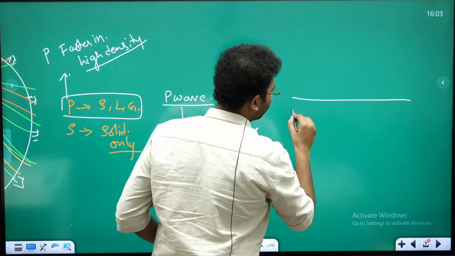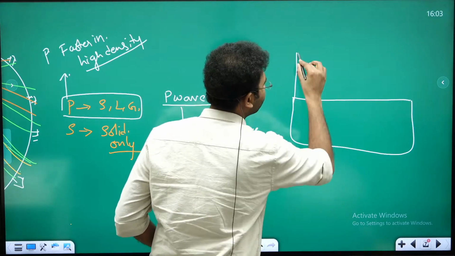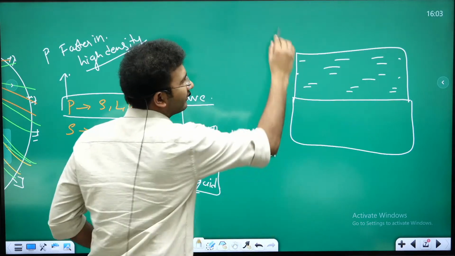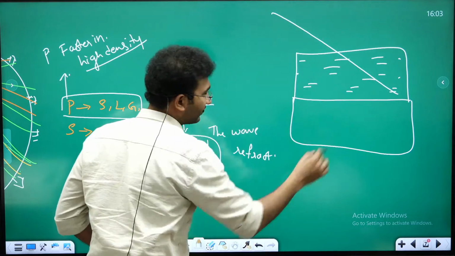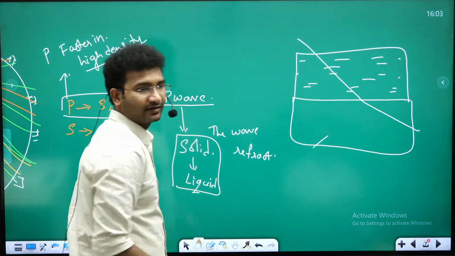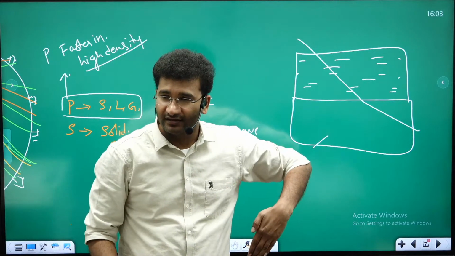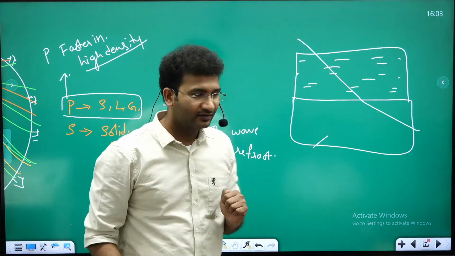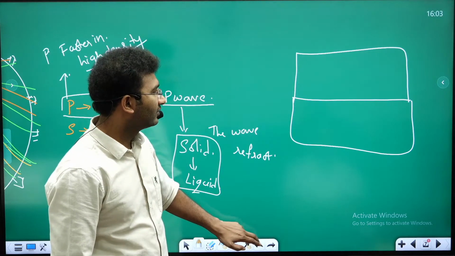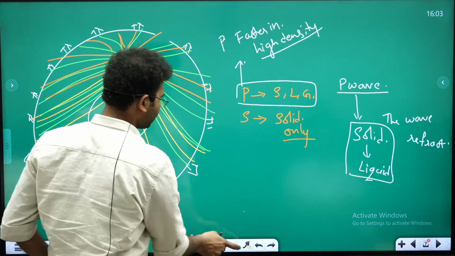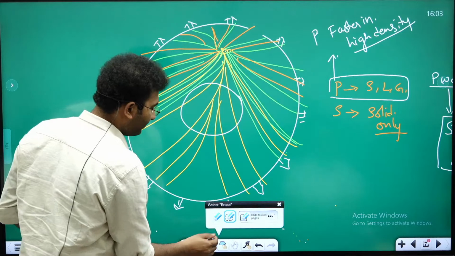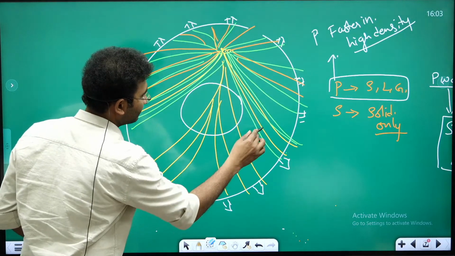Refraction, you write? You might have studied in your schooling days that if you are sending a ray, imagine this is a solid and this is a liquid. A ray, when it is traveling through this, will not travel in a straight line. It bends, right? The angle changes. That kind of activity happens within the interior of the earth. So because of the refractive properties, in some areas your P wave is also absent.